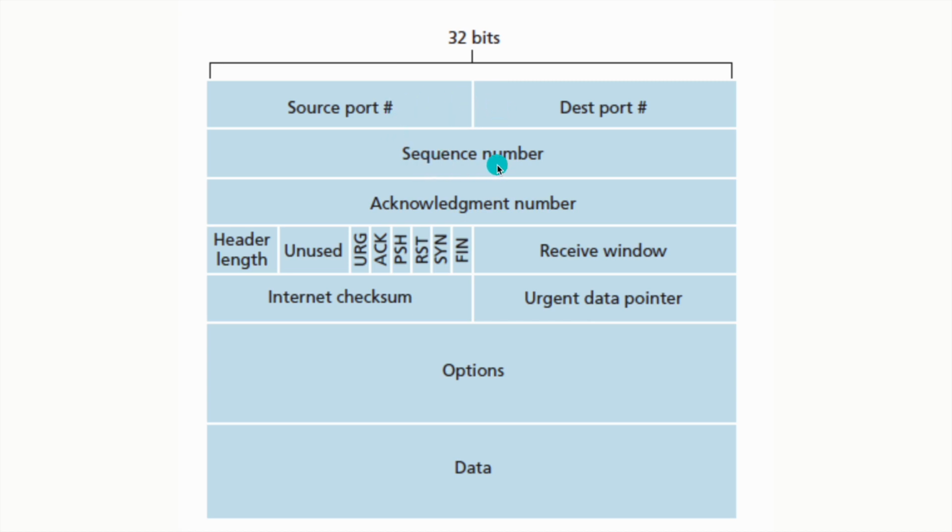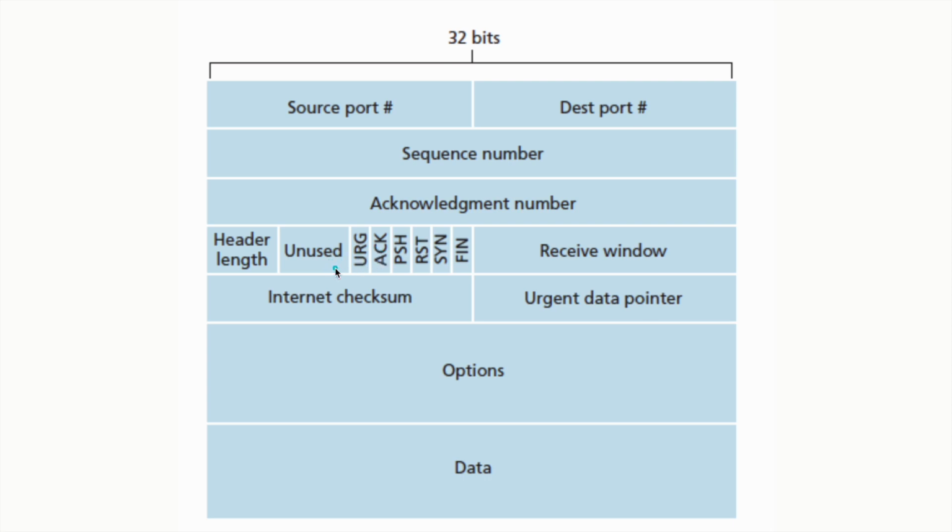Next one is the sequence number. The sequence number is a 32-bit field that represents the byte number of the first data octet in the current segment. It is used to ensure that data is delivered in the correct order and that no segments are lost or duplicated. The next one is the acknowledgement number, which is also 32 bits and represents the next expected sequence number. It is used to acknowledge the receipt of the data and to inform the sender which segments have been received. The sequence number and acknowledgement number allow for reliable transmission of data over the TCP connection.